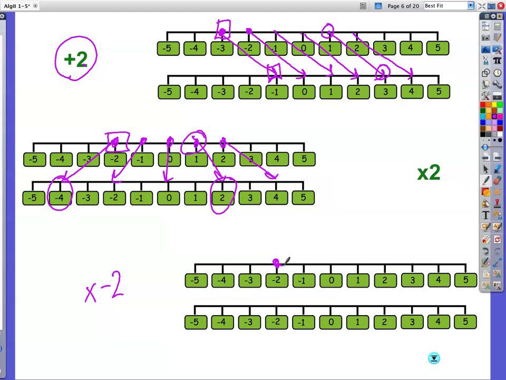-2 times -2 gives you a 4. -1 times -2 gives you +2. 0 times -2 gives you 0. 1 times -2 gives you -2. And 2 times -2 gives you -4.